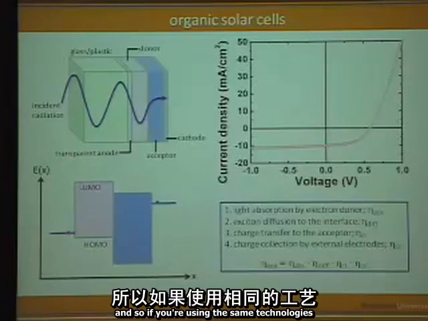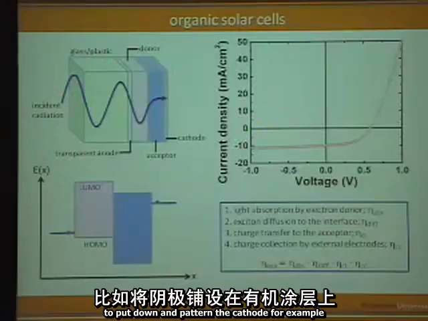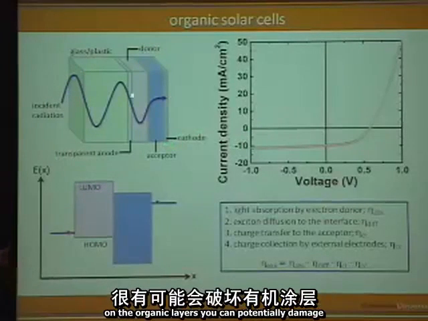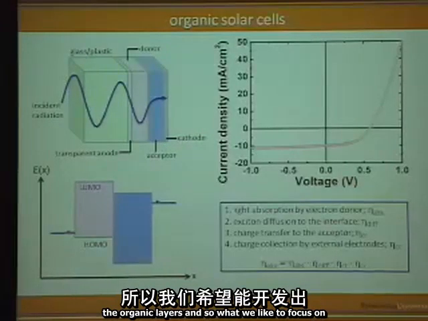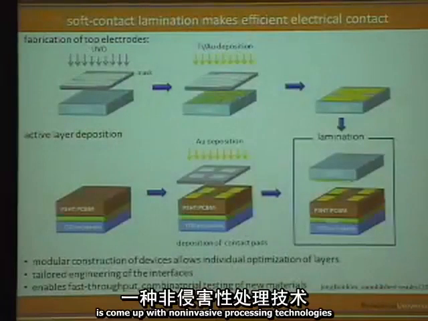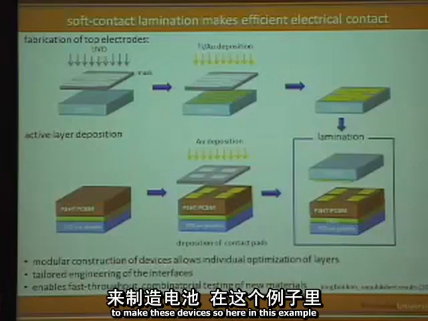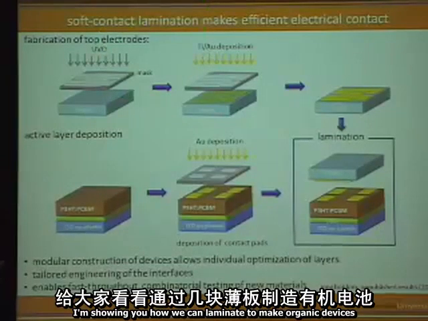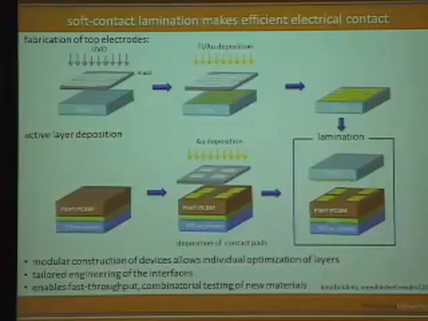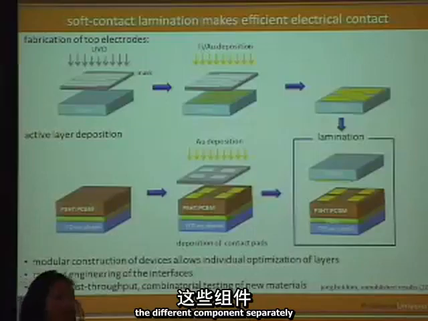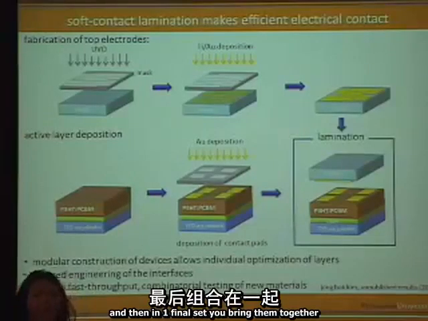And so if you're using the same technologies to put down and pattern the cathode, for example, on the organic layers, you can potentially damage the organic layers. And so what we'd like to focus on is to come up with non-invasive processing technologies to make these devices. So here in this example, I'm showing you how we can laminate to make organic devices. So the idea here is as follows. You want to make these devices separately, okay, the different components separately. And then in one final step, you bring them together.